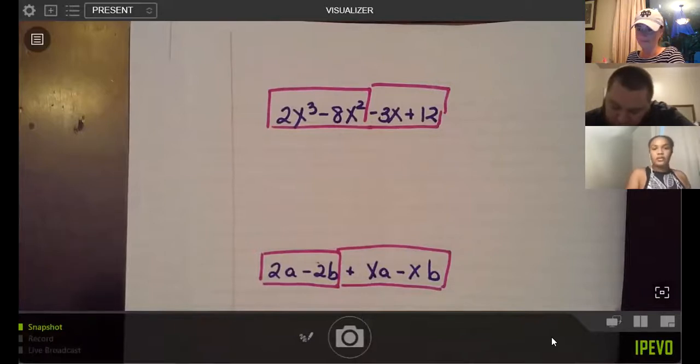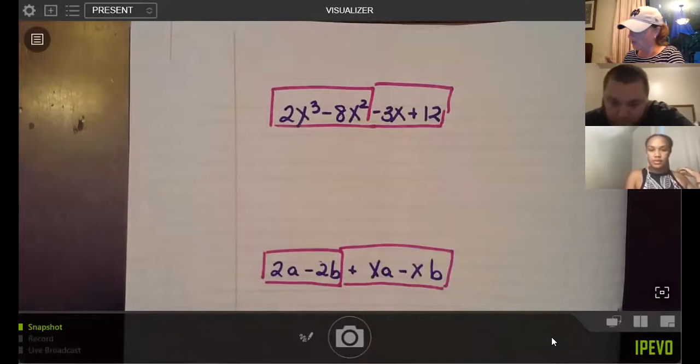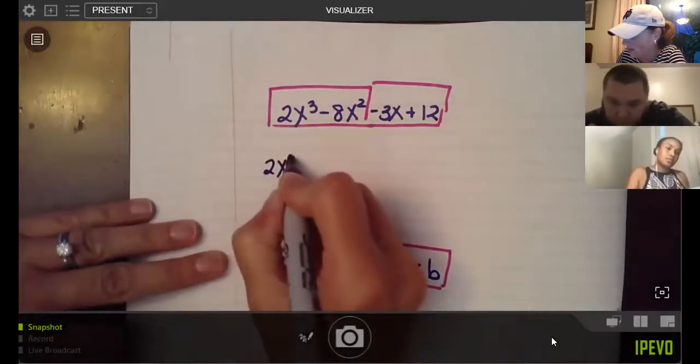I don't think I have it. Did you do these two? Yes. Okay, so what did you factor out of the first one? The 2x squared. Yep.